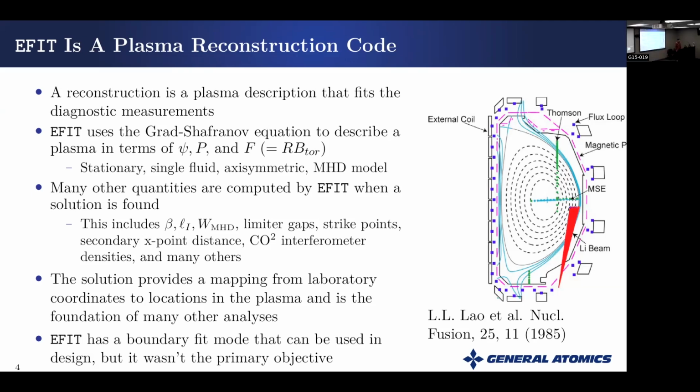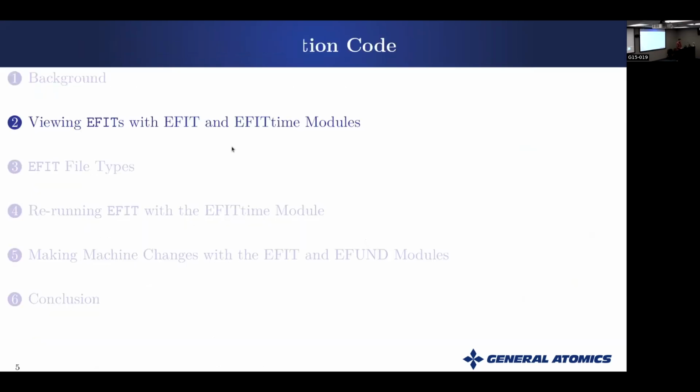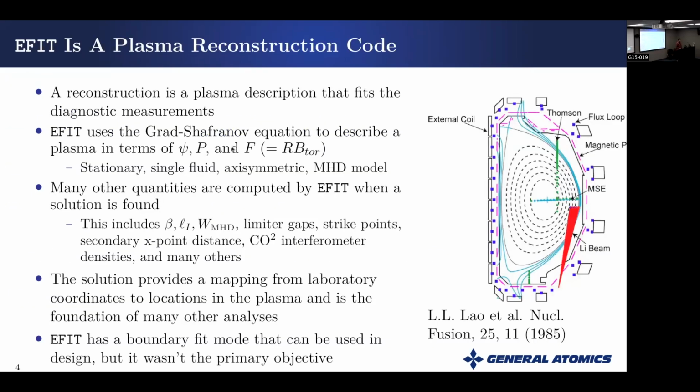But what we're doing in EFIT, we essentially don't know psi, p, or f, and we want to find all three of those variables consistently that fit the plasma measurements. So coils, probes, MSE, Thomson, anything you are using. And the way that works is by solving essentially the inverse problem of varying the pressure and the F, and then solving for psi, and then iterating on that process until you've reached a steady state, essentially.